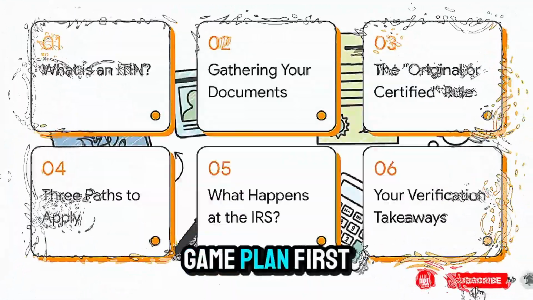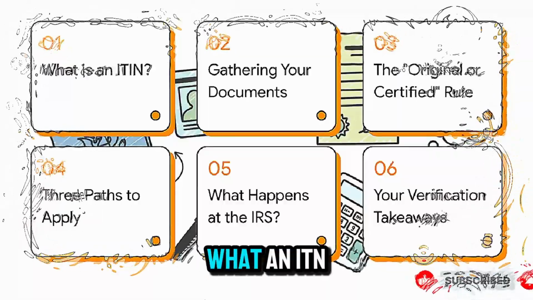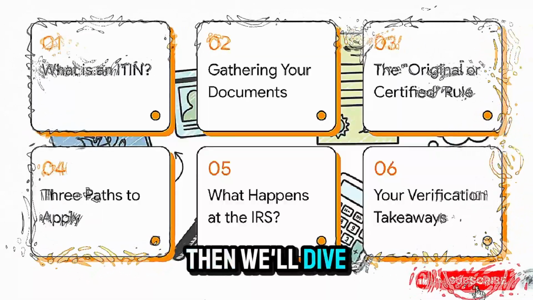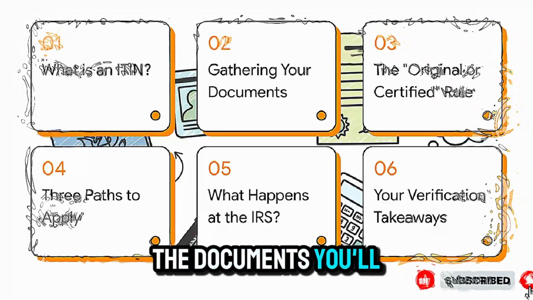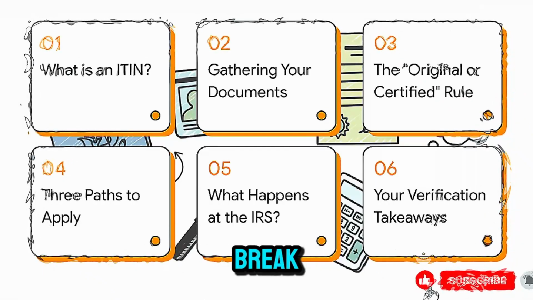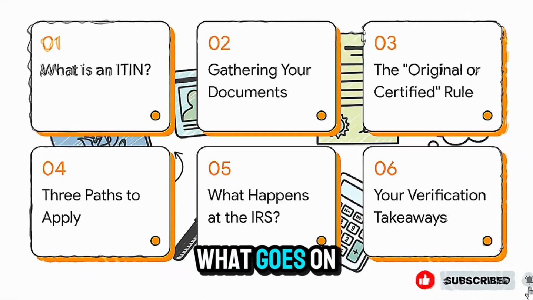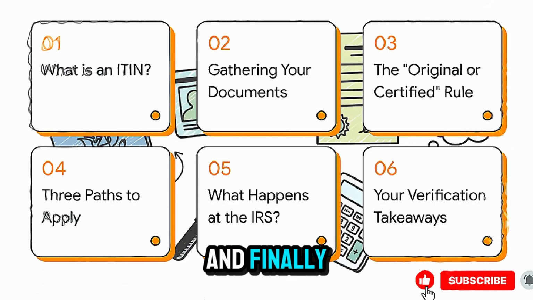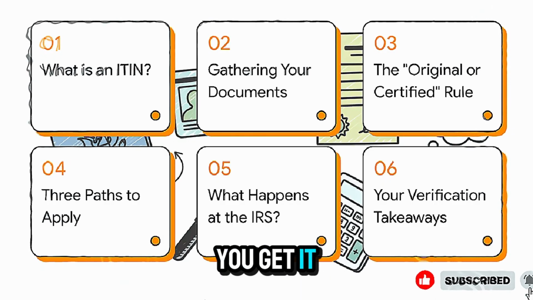So here's our game plan. First, we'll cover the basics, what an ITIN even is. Then we'll dive right into the nitty-gritty: the documents you'll need, the one rule you absolutely cannot break, the 3 different ways you can apply, what goes on behind the scenes after you submit, and finally, the key takeaways to make sure you get it right.